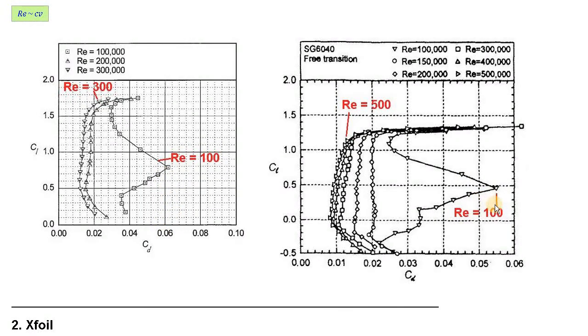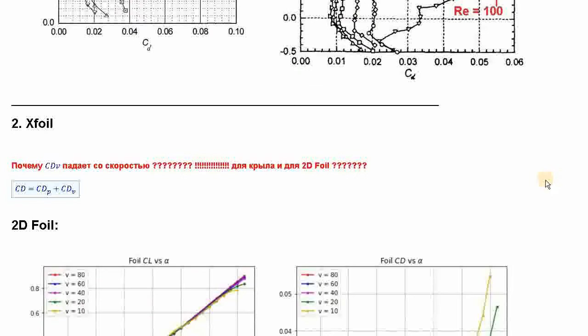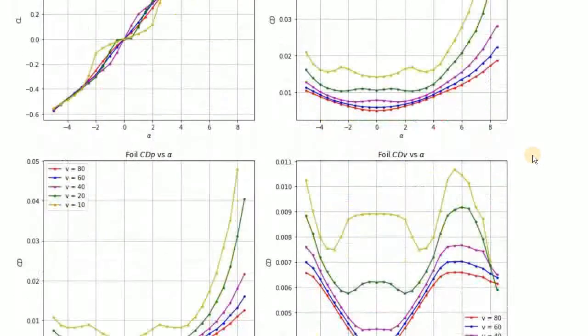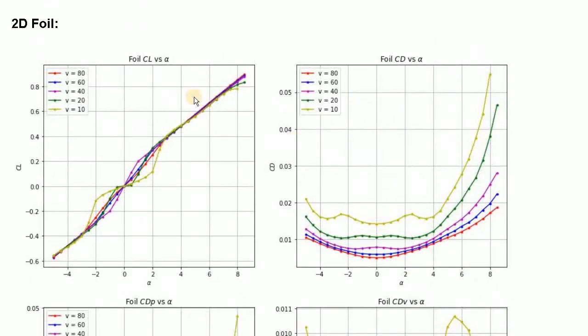But if you fly slow, you have a lower Reynolds number, and then you have significant drag. You would think it should be the opposite: the faster you fly, the more drag you have. But according to those graphs from the wind tunnel data, it's not true. So I decided to plot some graphs using XFoil to see what's going on. I plotted those graphs.